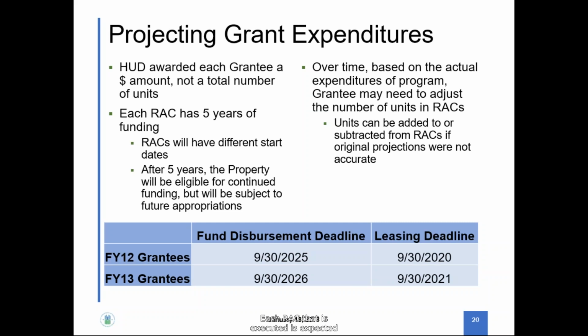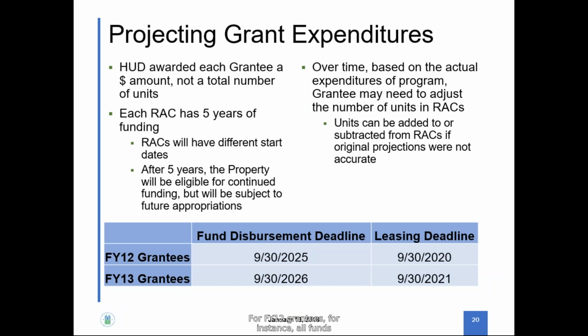Each RAC that is executed is expected to have 5 years of funding. As properties begin participating in the program, each RAC will have different start dates. After 5 years, the property will be eligible for continued funding, but will be subject to future appropriations. So over time, based on actual expenditures of the program, grantees may need to adjust the number of units in a RAC. An important part of this planning is to understand the fund disbursement and leasing deadlines of the program.